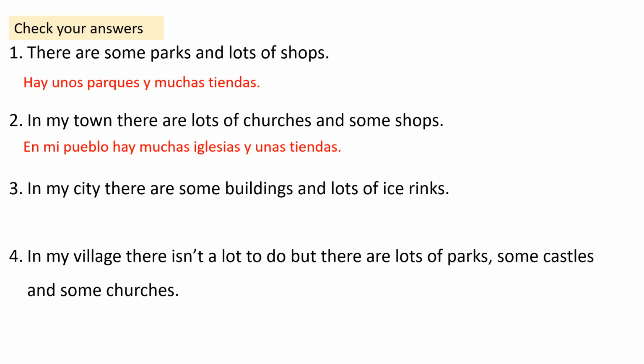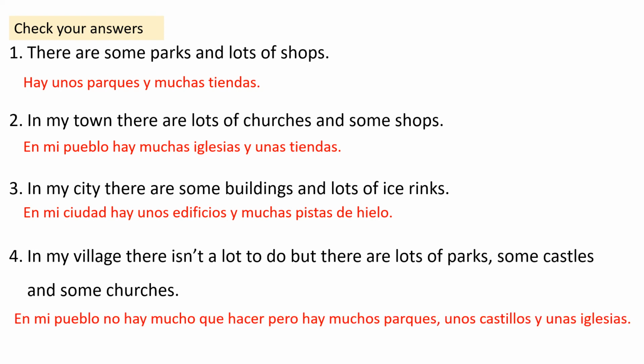Número 3. "In my city, there are some buildings and lots of ice rinks." En mi ciudad hay unos edificios, because edificios is masculine, y muchas pistas de hielo, and it's muchas because pistas de hielo is feminine. "In my village, there isn't a lot to do, but there are lots of parks, some castles, and some churches." En mi pueblo no hay mucho que hacer, pero hay muchos parques, muchos because parques is masculine, unos castillos, unos because castillos is also masculine, and finally, y unas iglesias, and "some churches" because we know that iglesias is feminine.